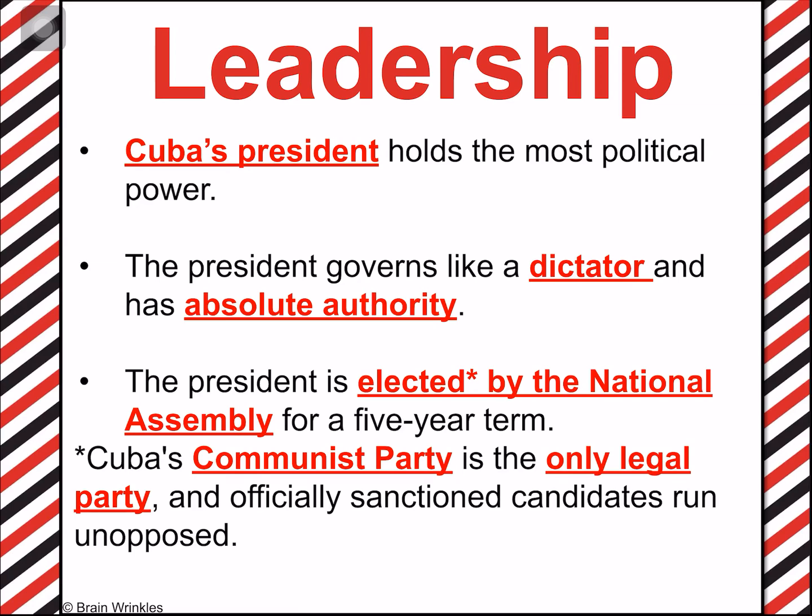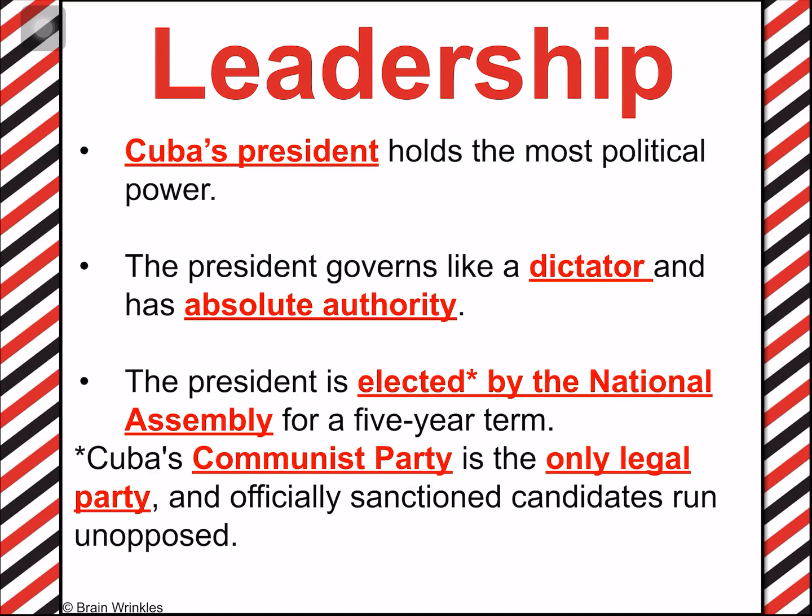So when you think of dictator, who are we thinking of, right? We're thinking of a communist type of government, an autocratic type of government. The president is elected by the National Assembly for a 5-year term. The word elected has an asterisk right behind it, and this is a really important thing to note here: Cuba's Communist Party, so it's a communist country, is the only legal party, and officially sanctioned candidates run unopposed.